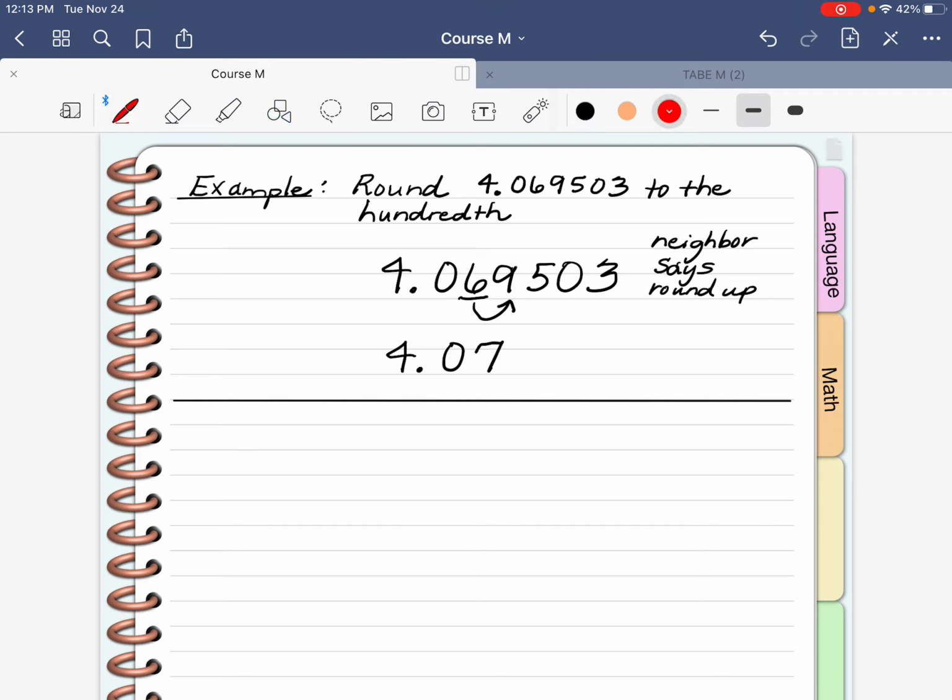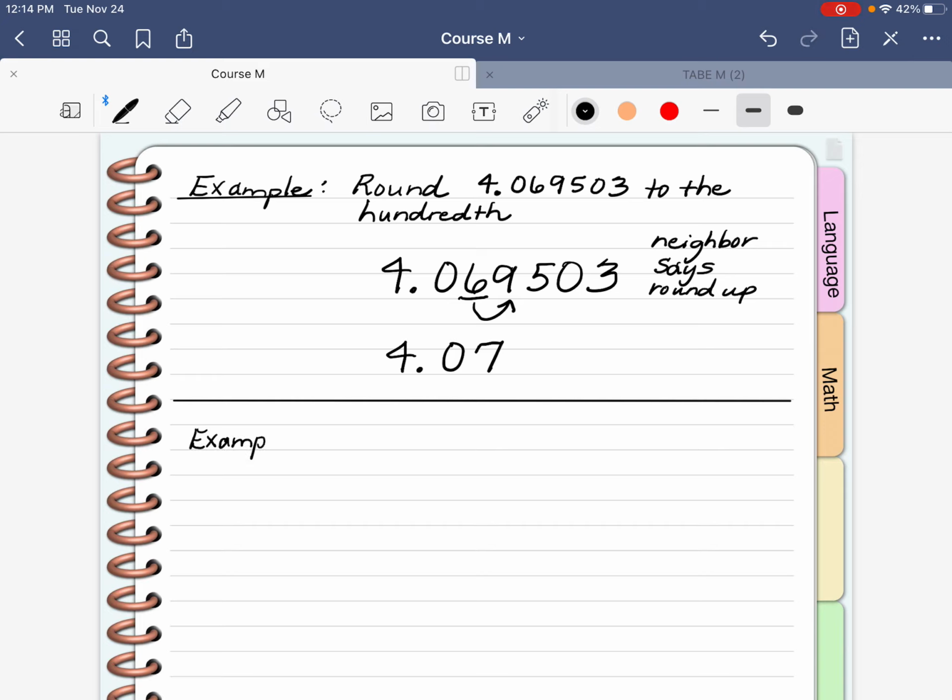And when we do this with whole numbers, we put zeros out here. With decimals, you can if you want to, but you really don't need to. 4.07 is the best answer. You don't have to round off the decimal places like you do the whole numbers.